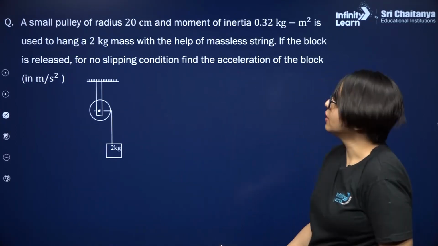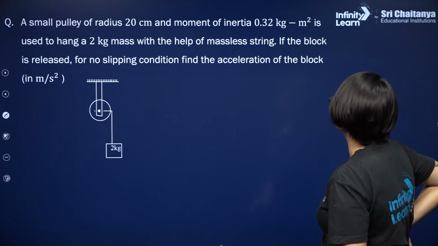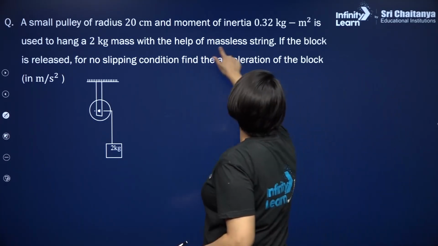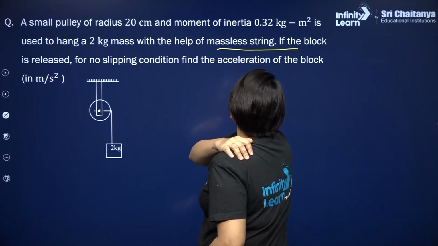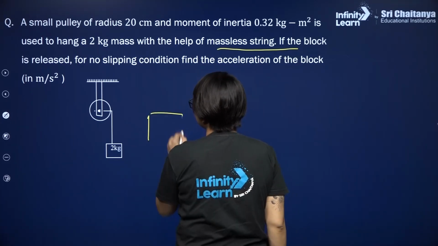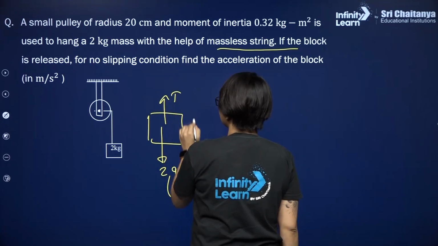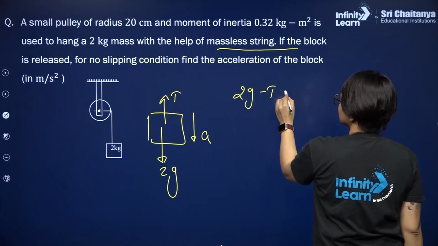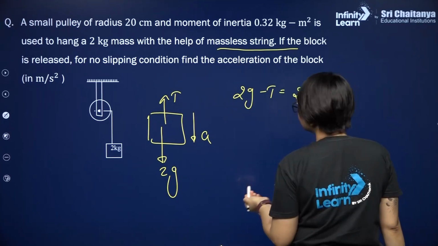Next is this one. A small pulley of radius 20 centimeter and moment of inertia this much is used to hang a 2 kilogram mass with the help of a massless string. If the block is released for no slipping condition, find the acceleration of the block. So, over here 2g downwards, tension upwards and acceleration downwards. So, over here 2g minus tension is equal to 2a, right, but we do not know tension.